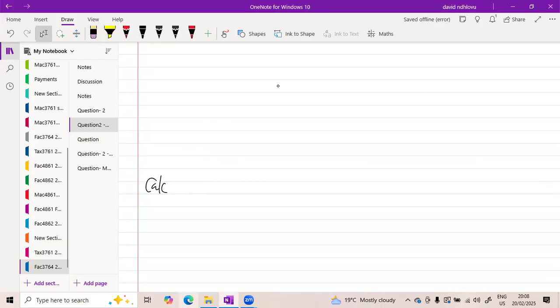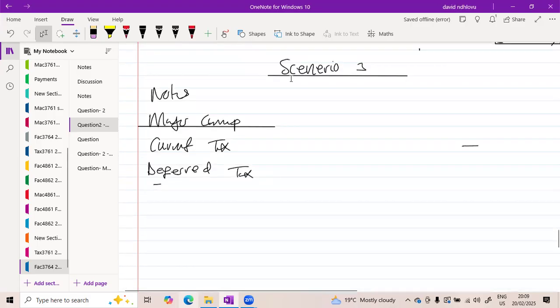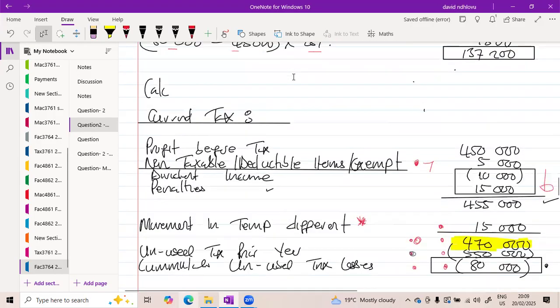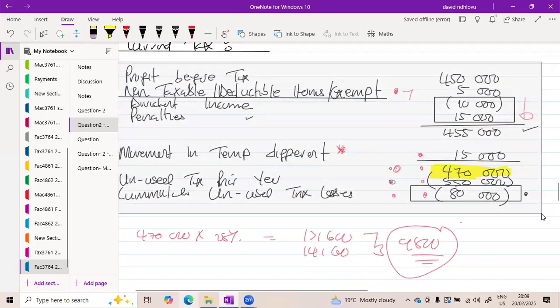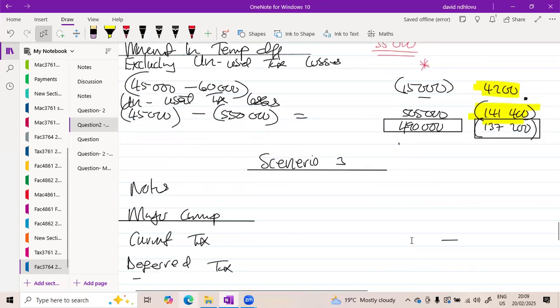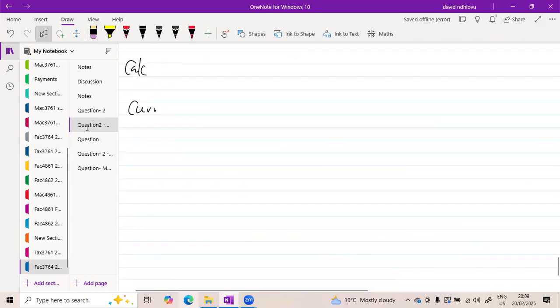Starting with current tax. The current tax, let me copy it from the top, nothing changes. It's still the same question. So the current tax will be the same.